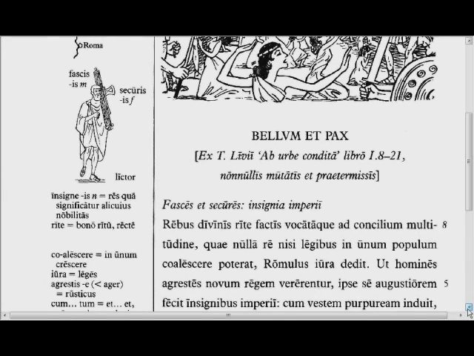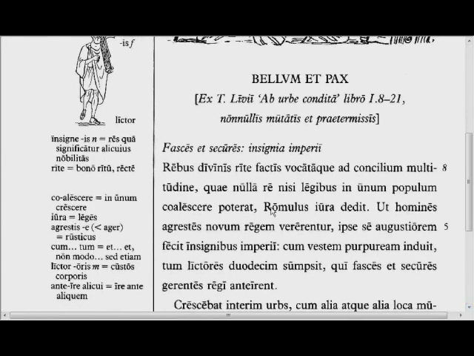Fasces et sacures, insignia imperii. Rebus divinis rite factis vocataque ad concilium multitudine, quae nulla re nisi legibus in unum populum coalescere poterat, Romulus jura dedit, ut homines agrestes novum regem vererentur, ipse se augustiorem fecit insignibus imperii, cum vestem purpuream induit, tum lictores duodecim sumpsit, qui fasces et sacures gerentes regi ante irent. Okay, so let's stop there, read through that whole section in Latin, and let's come back and translate.